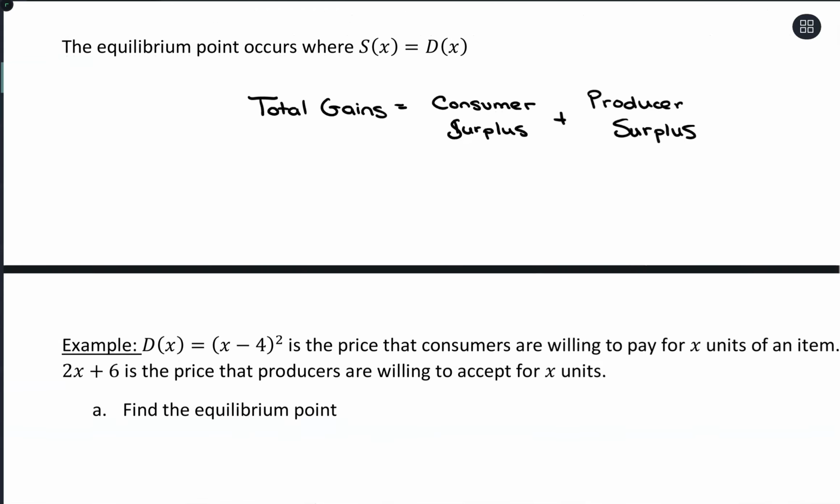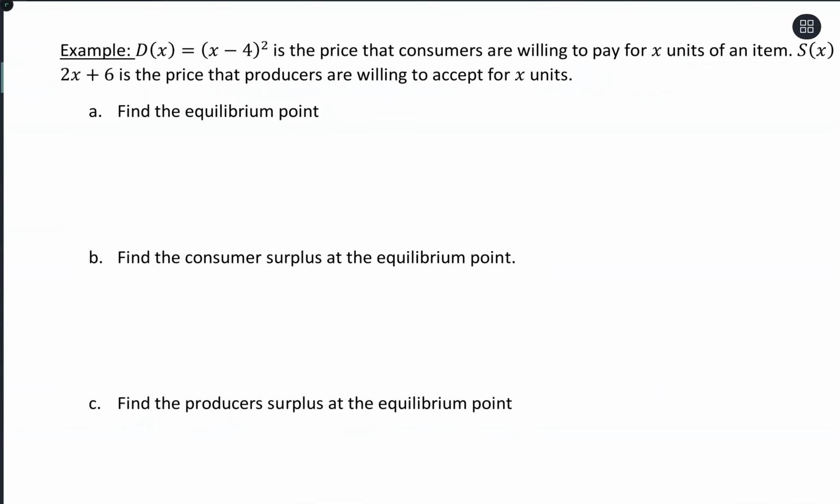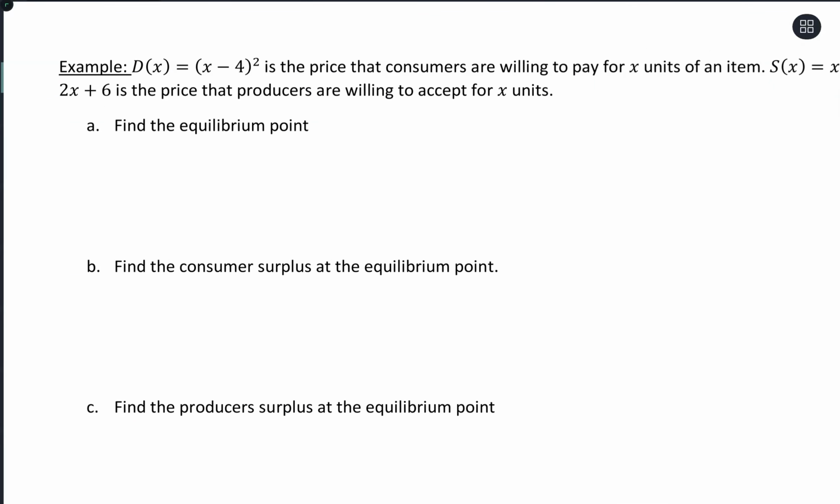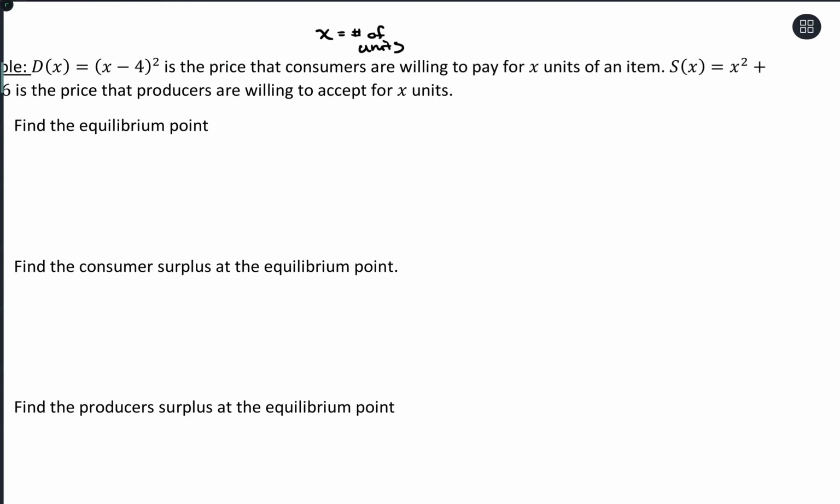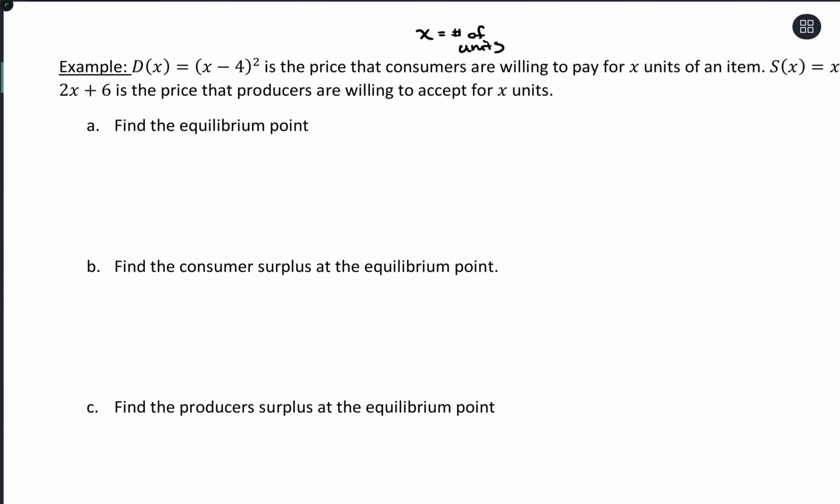Okay, let's look through some examples. We have a demand function, D of x equals x minus 4, quantity squared, which is the price that consumers are willing to pay for x units of an item. So x is the number of units, the quantity. And then S of x, our supply function, x squared plus 2x plus 6, is the price that producers are willing to accept for x units. Producer is what they're supplying.